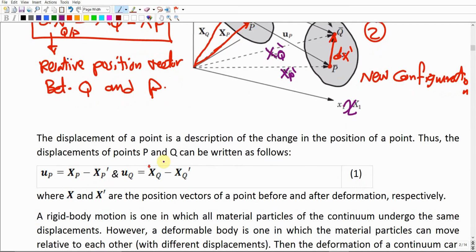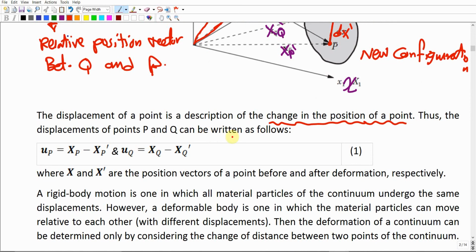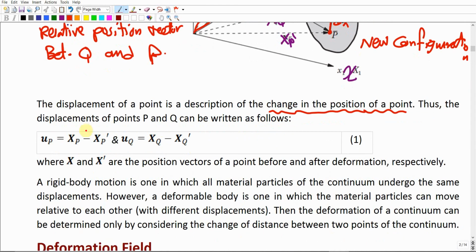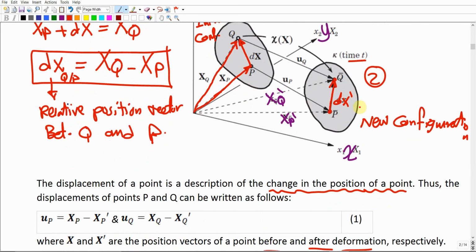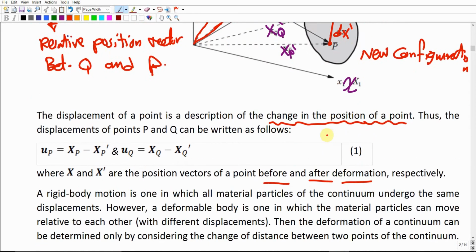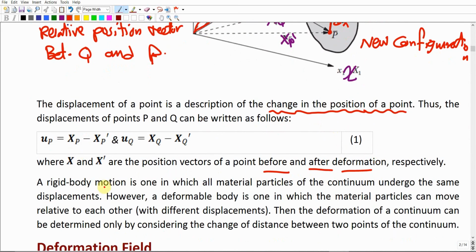Make sense? So the displacement of a point is a description of the change in the position of a point. Simple, very simple. The change in the position of the point. Thus the displacement of points P and Q can be written in this form, where X and X dash are the position vectors of the point before and after deformation. Before deformation, which is the initial configuration, and this is after deformation. Make sense? Which is the current or the new configuration.